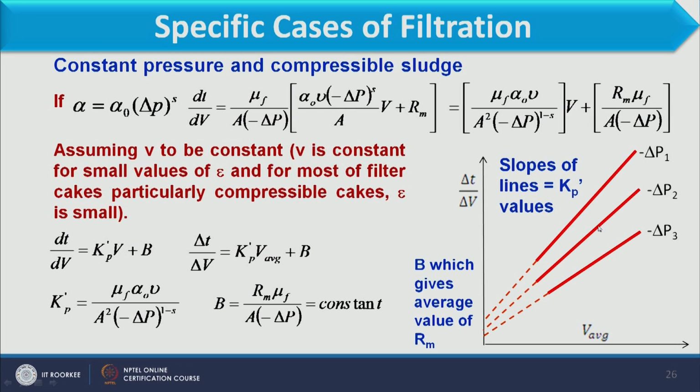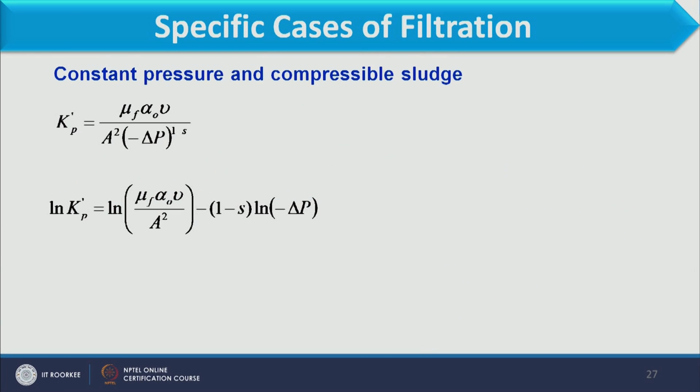Further, the slope of this line will give the Kp dash values. So here we have 3 lines, so 3 Kp dash values we can obtain. Further, if you see the expression of Kp dash, that is mu f alpha naught V by A square pressure drop to the power 1 minus S. So when we take log of this expression, that should be log Kp dash equal to log of this expression minus 1 minus S log pressure drop.